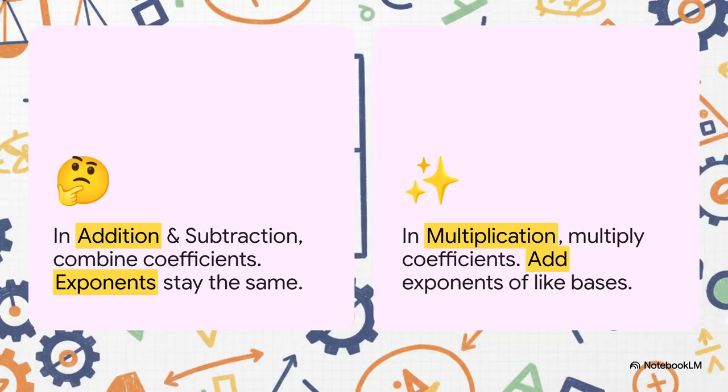Now, this is super important because it's where a lot of people get tripped up. It's easy to get addition and multiplication mixed up. Remember, when you're just adding or subtracting, those exponents don't change. You just leave them alone. But when you multiply, that's when you get to add the exponents. Knowing that difference is a total game changer.